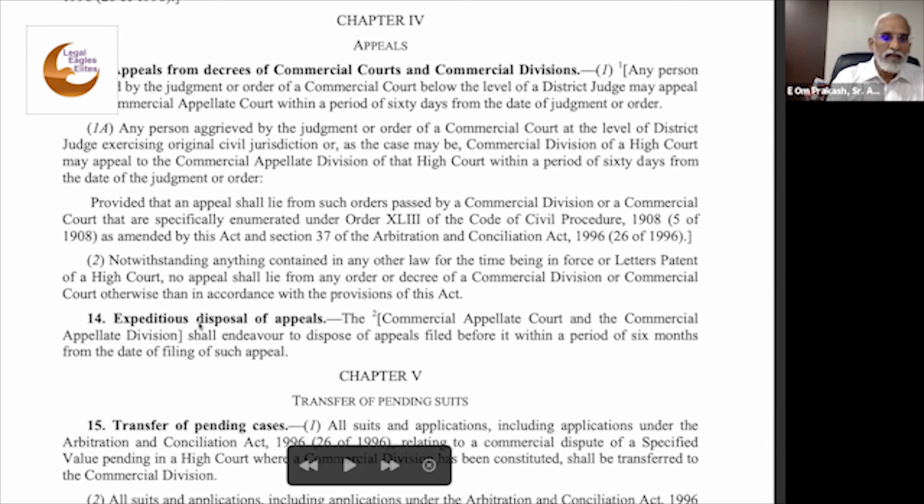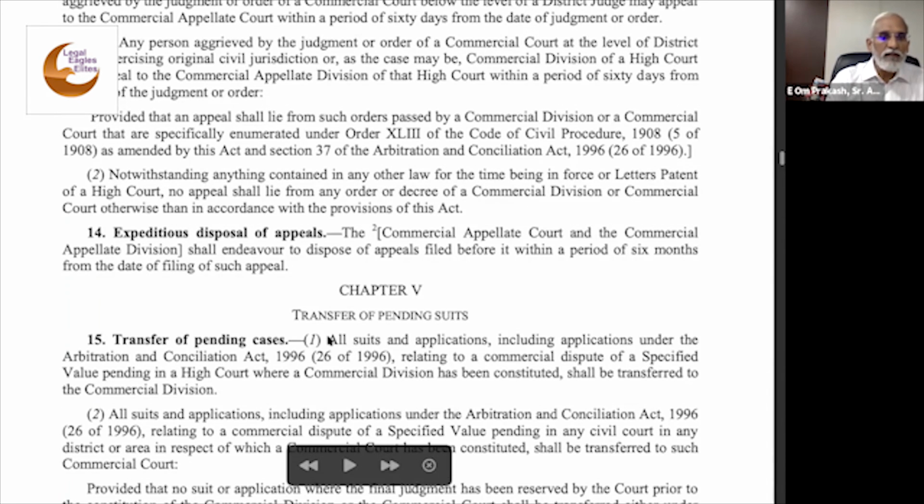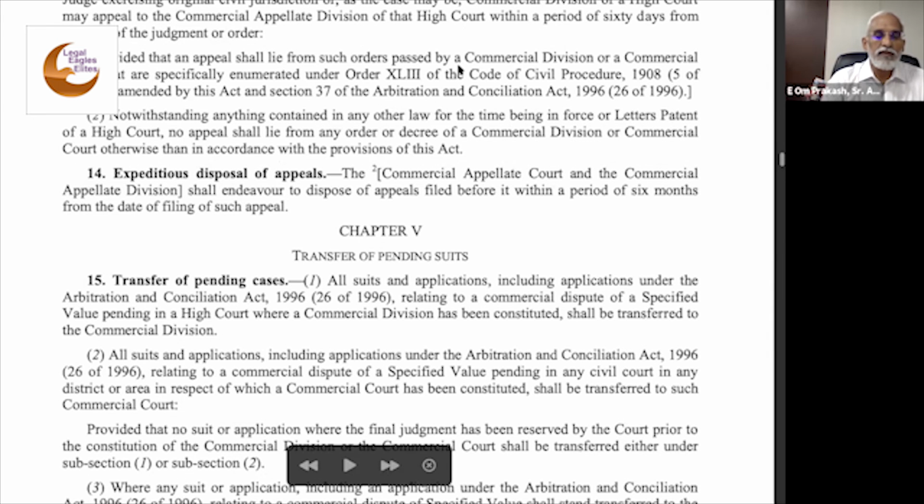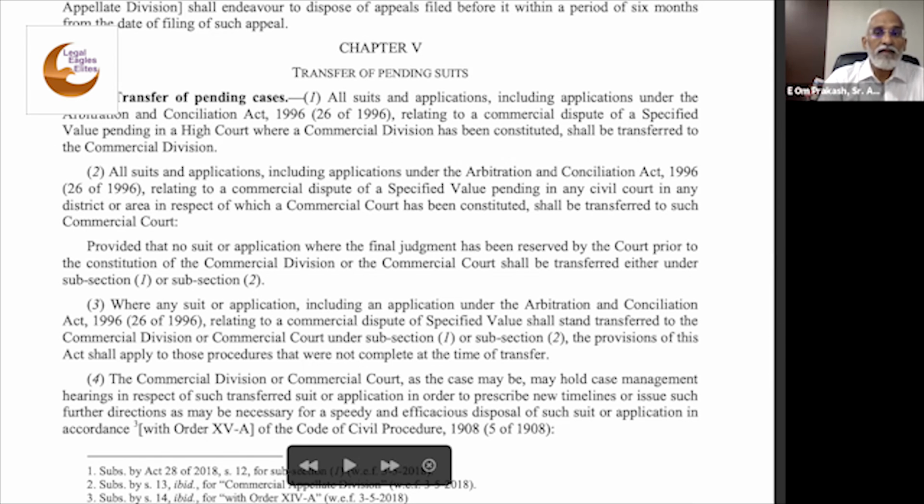Then section 14 speaks about expeditious disposal of appeals. Then 15 provides, under chapter 5, for transfer of pending cases, which provides that whatever pending suits or proceedings are having a commercial dispute have to be transferred. That is where I said a determination is required in terms of section 2(1)(c) as to the existence of a commercial dispute of a specified value.